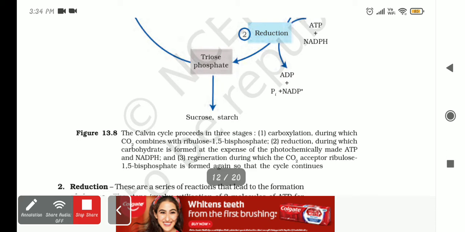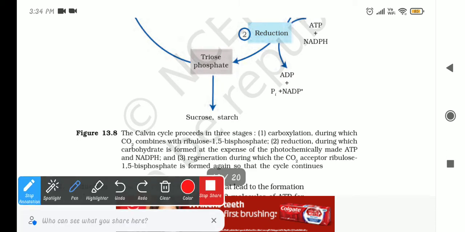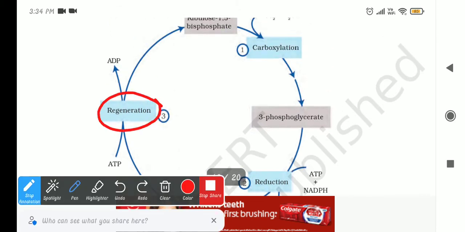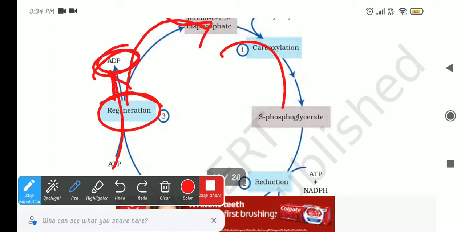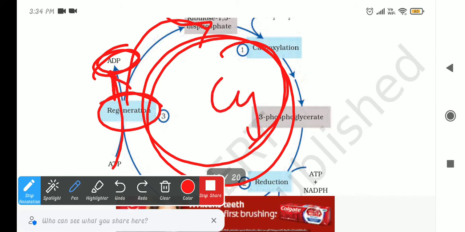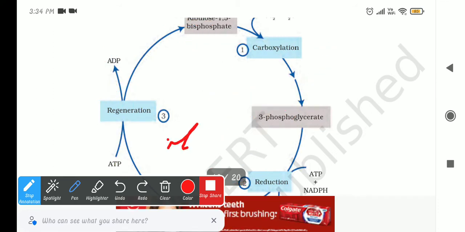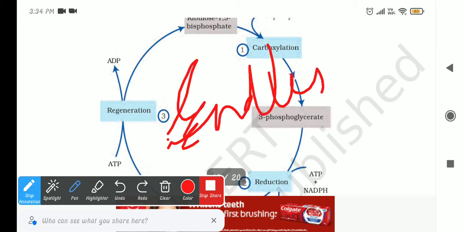We also have sucrose and starch here. Next it goes to the last step, which is regeneration. In regeneration, ATP is also converted to ADP. Lastly, this cycle will continue. So this is a cyclic process, working in a cyclic manner, and it is endless.